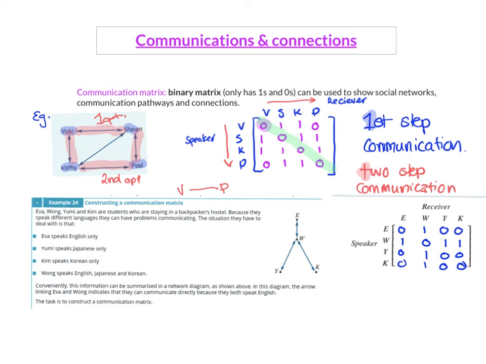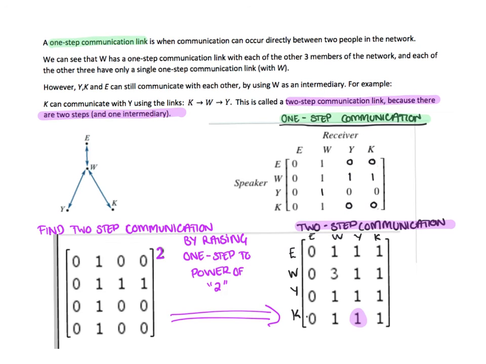All right. So here what we just were doing was a one-step communication. So that means you can directly talk. What we can do, and that's what I showed you in the red, is the two-step. Now, two-step, you can quickly find the two-step communication matrix. You don't have to go through and do it all.